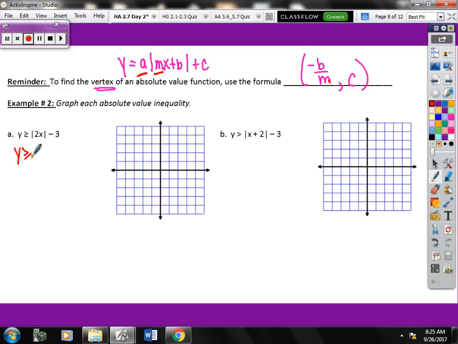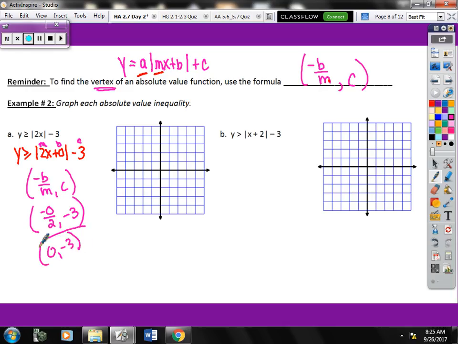First of all, we should notice that this is really 2x plus 0. And if you don't need to add that in, you don't have to. But otherwise, you might not realize what your b value is. So this is my m, this is my b, and this is my c. So I'll use my formula for vertex, which would be my negative b divided by m comma c, which is negative 0 divided by 2, comma negative 3. And negative 0 doesn't exist, so 0 divided by 2 is still 0. Okay, so that means my vertex is at 0, negative 3.